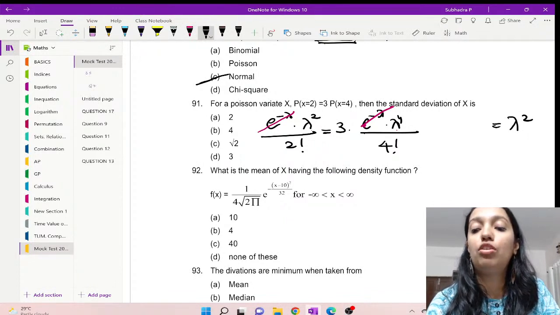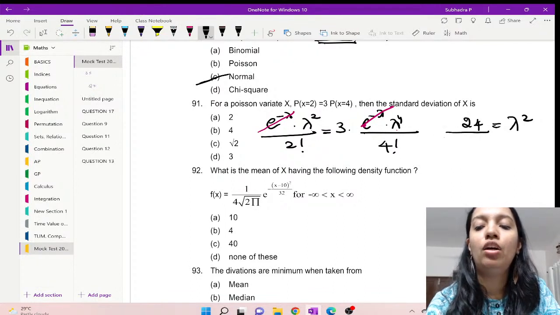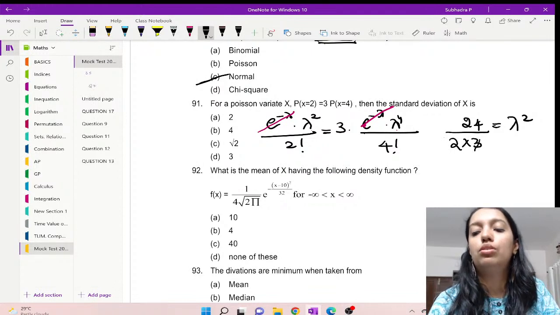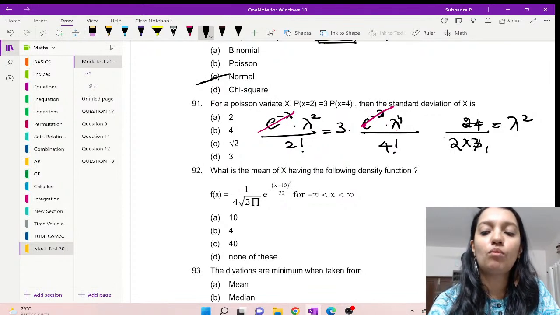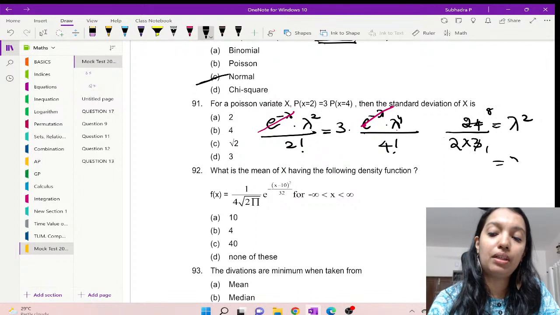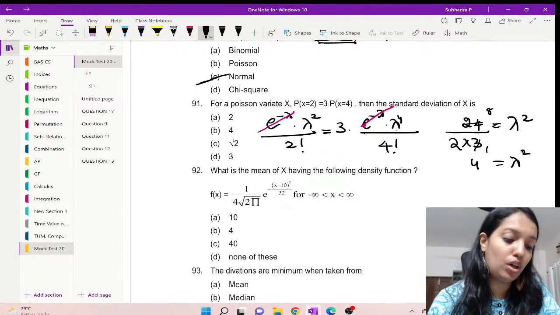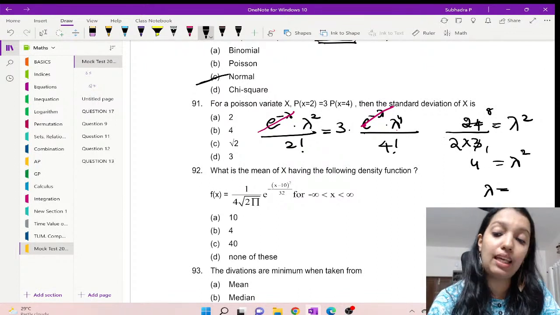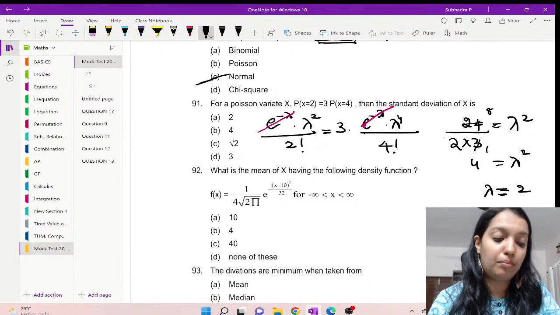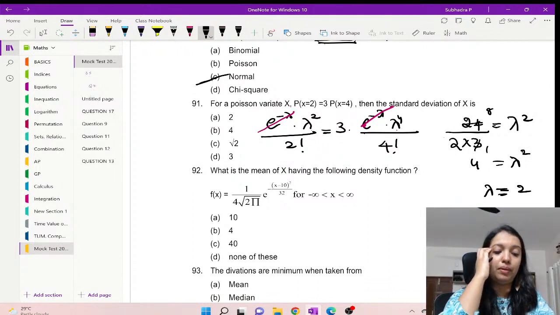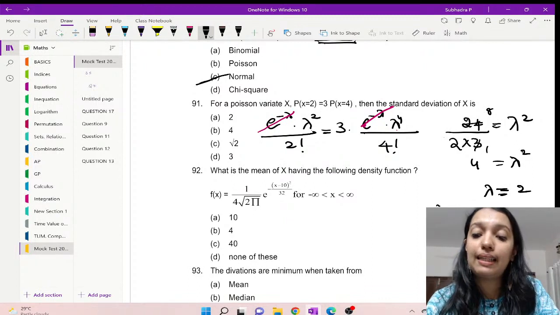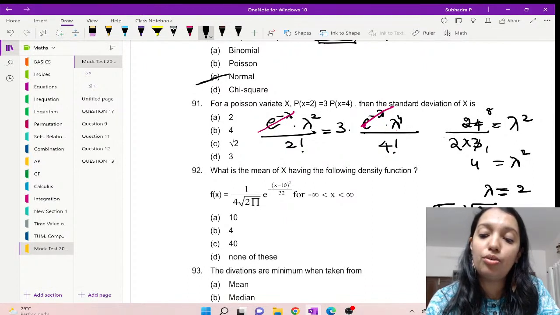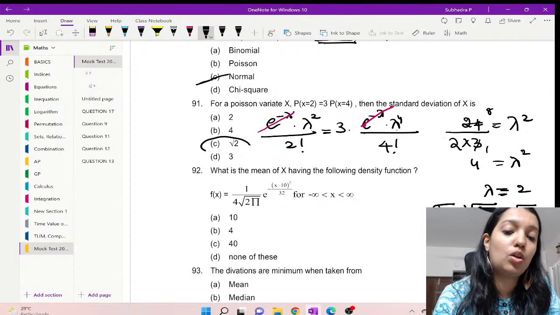I'll take 4 factorial to the left hand side. What is 4 factorial? 24 divided by 2 factorial is 2, 3. Okay. So 3 1s are 3, 3 8s are 24. So I am getting lambda square as 4. So value of lambda is equal to 2. Remember that. What do we want? Standard deviation. What is it? Root of lambda. So this will be root of 2. Correct answer is option C.